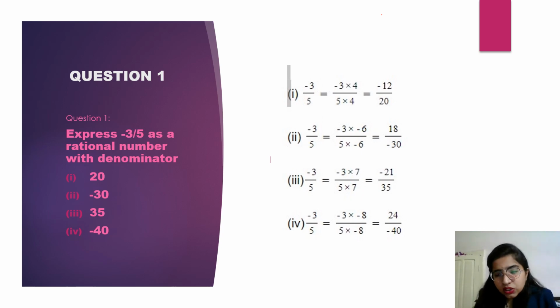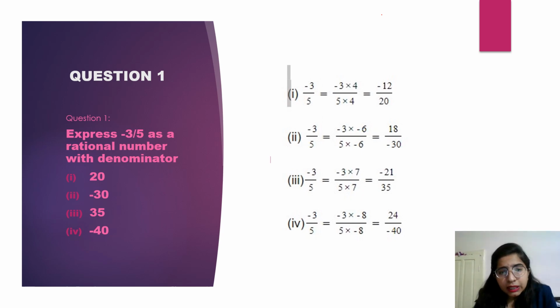Okay, so next question, fourth part, minus 40. You have to make the denominator minus 40. Here, minus 3 upon 5 is given, right? You have to multiply 5 with minus 8 to make it minus 40. As you know very well, 5 eights are 40. And minus 3 will also be multiplied with minus 8. And the answer will be 24 upon minus 40.